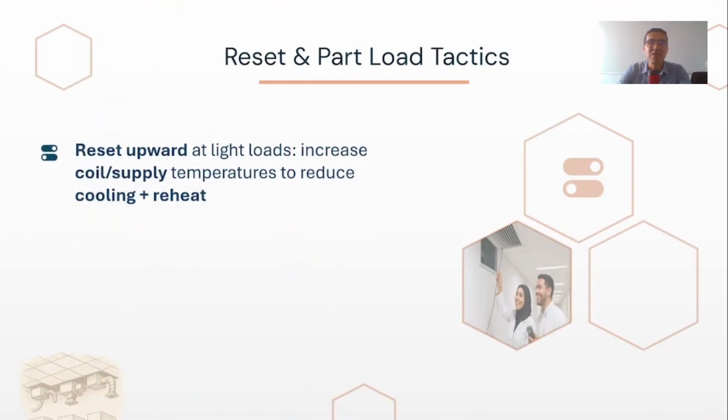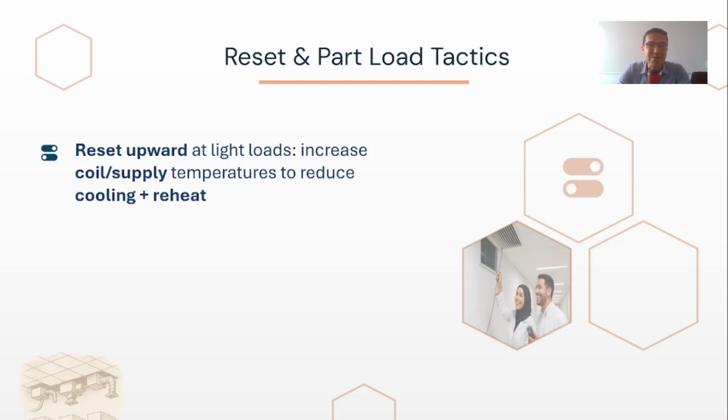This slide is all about making the system more flexible. The core idea is to reset the set points upward at part loads. Imagine a hot day. Your system runs at full power. But on a cooler, less demanding day, we can tell the system to slightly raise the temperature of the chilled water or the supply air. This simple change reduces the work the cooling coil has to do, and critically it reduces the need for reheat. This is a direct attack on a major source of energy waste.